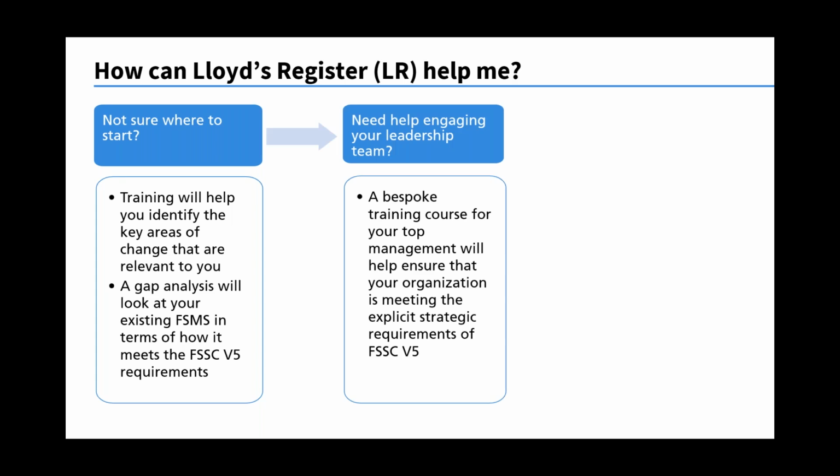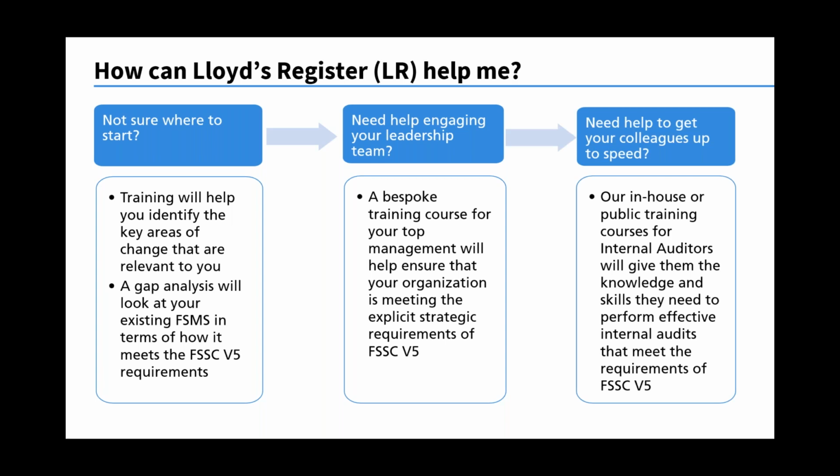Then a training for your top management for them to understand, because ISO 22000:2018 talks about leadership and involvement of leadership in the management system. So a training for them to understand the strategic requirement of FSSC version 5. And finally, in-house or public training for internal auditors and lead auditors, to have the knowledge and skills to implement the requirements of FSSC version 5.